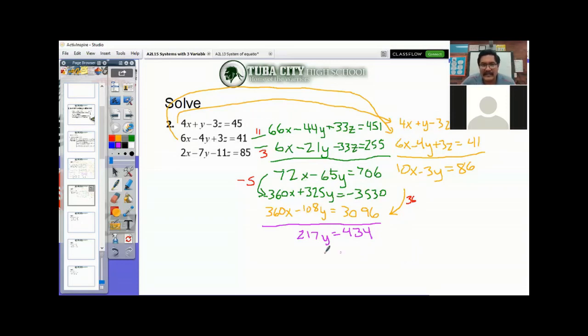This cheap calculator I have does not keep track of negatives. And if you're like me and you have access to only a cheap calculator that doesn't really keep track of negatives, you're just going to have to pay extra attention to them. So be careful with that. In my other classes, I lost some negatives. Now divide both sides by, what was that number? 217, and we get y equals -2.